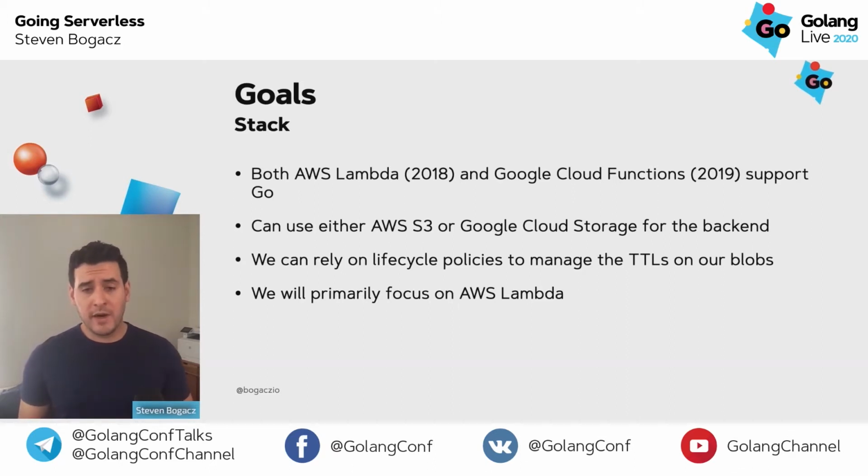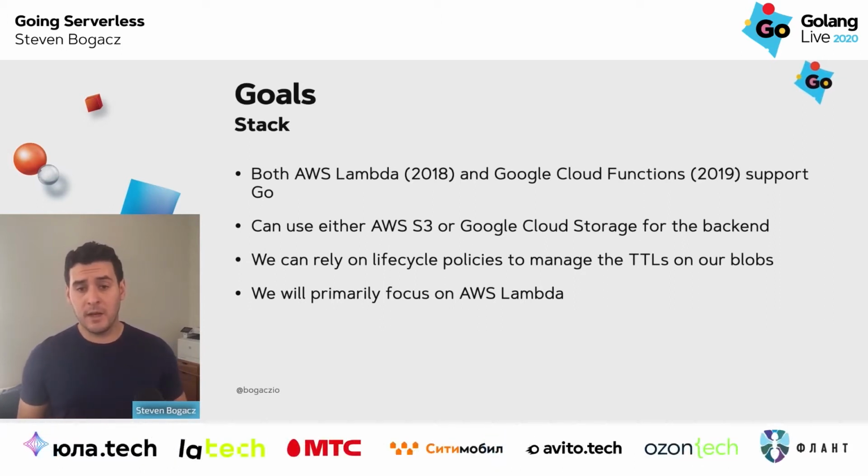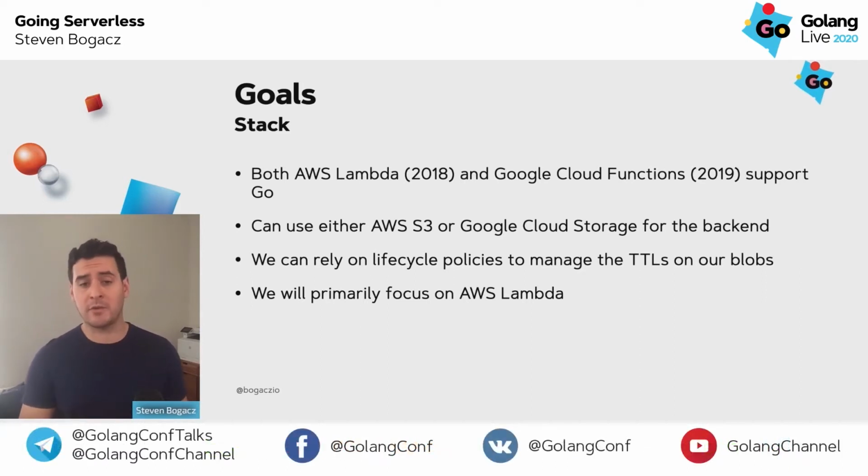Both of these cloud providers, AWS and Google Cloud Platform, have storage services that we can use for our API. In the case of AWS, it has S3, and in the case of Google Cloud Platform, it has its storage buckets. Both of these services also have lifecycle management policies that we can use to manage the time to live on our objects. That way, our code doesn't have to worry about expiring objects after a certain amount of time. We can just let our infrastructure worry about that.